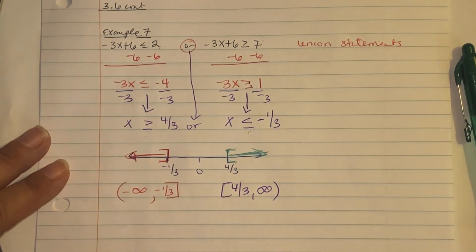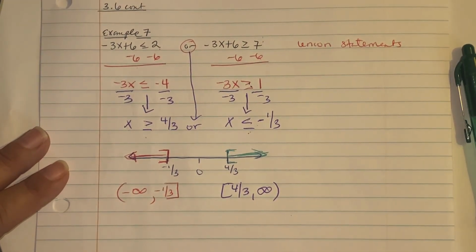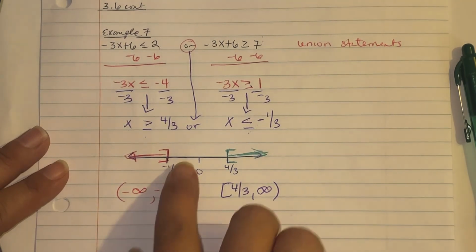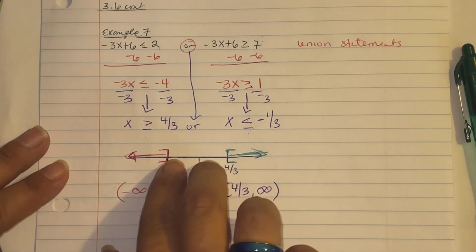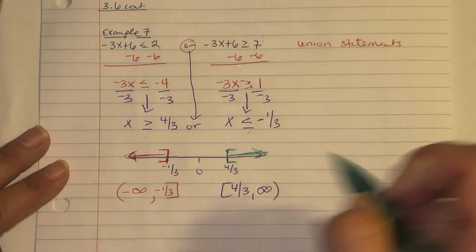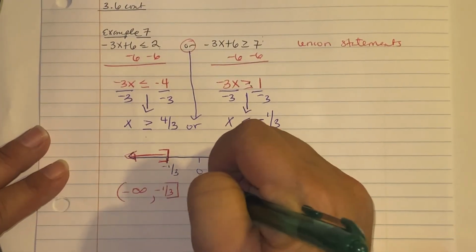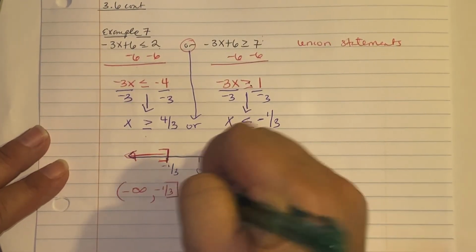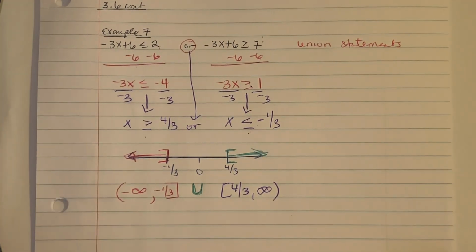The last part of the problem is because we have a break in our graph. There's a break in our graph. This is called the union statement. So you need to have a U symbol between the two. So this is your interval notation, this entire thing.